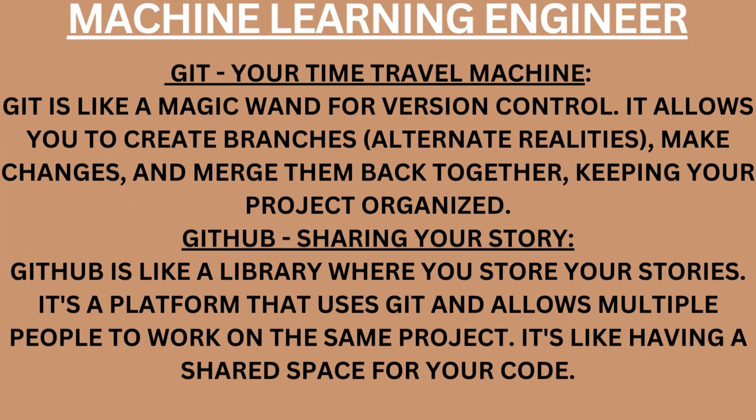Git, your time travel machine. Git is like a time machine for version control. It allows you to create branches, alternate realities, make changes, and merge them back together, keeping your project organized.